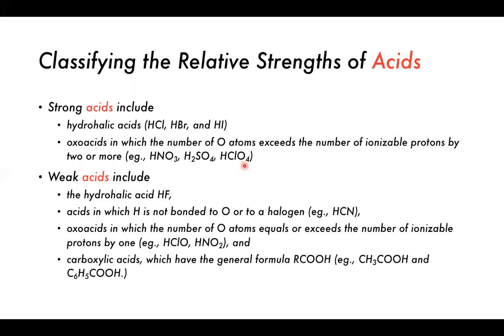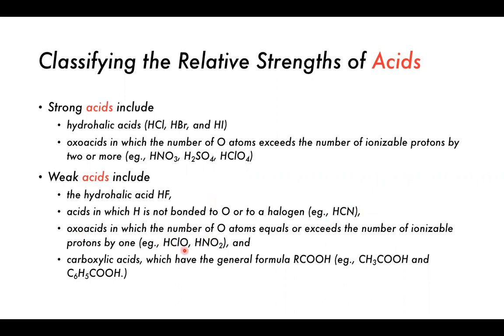Then weak acids are really anything else. If it's not a hydrohalic acid or an oxoacid, it's probably a weak acid. So those include things like HF, which I've already said. It's a weak acid. Acids in which H is not bonded to oxygen or to a halogen, so for example, cyanic acid, and oxoacids in which the number of oxygen atoms equals or exceeds the number of ionizable protons by only 1.